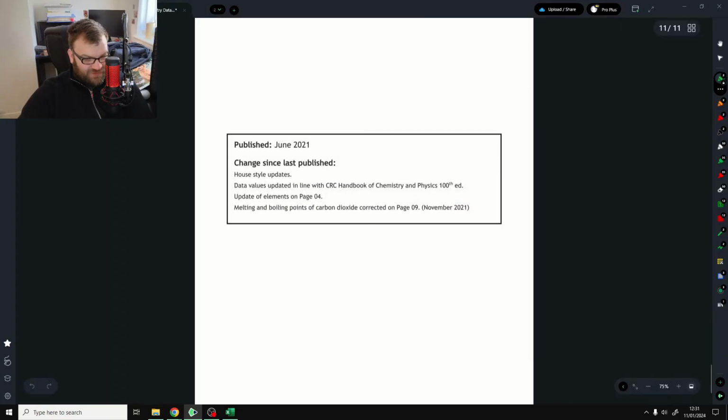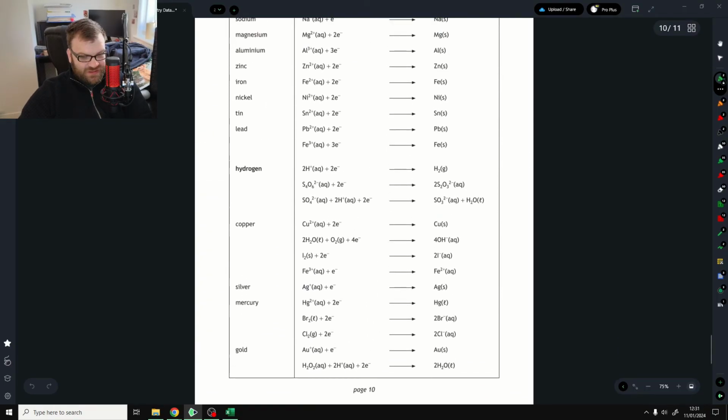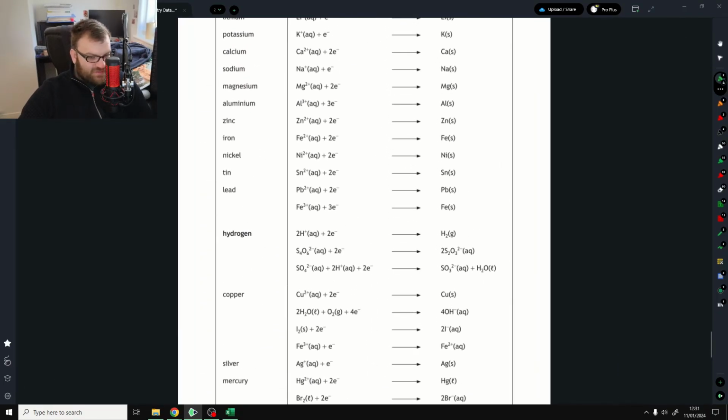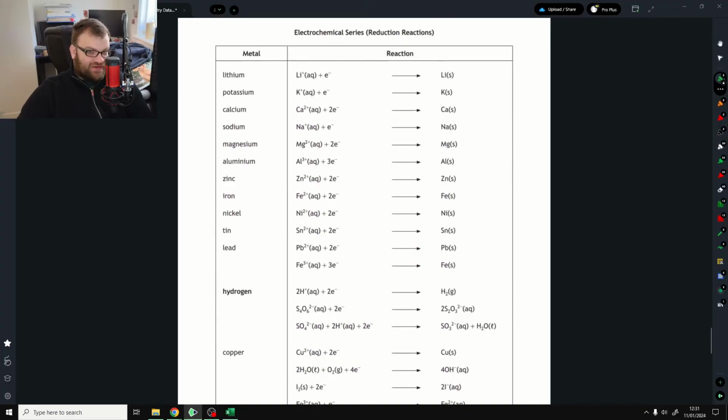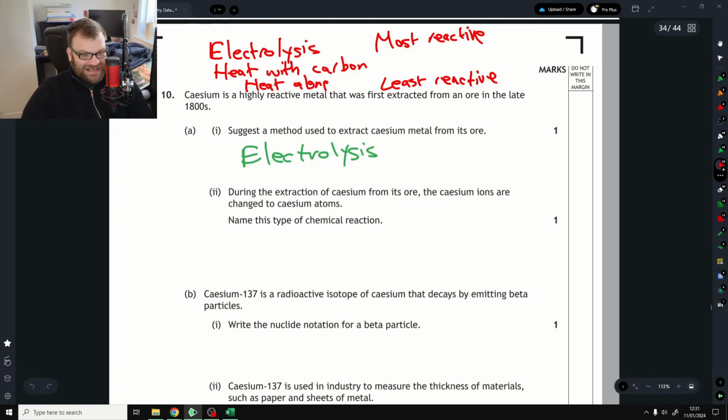We go to the data booklet to the electrochemical series. Cesium is not on this, but we can use any of the other metals in its place. We are going from ions to atoms, from the aqueous solution into a solid. To do that, we gain electrons. We can look at the top. They are describing the same change as all of these have. Therefore, our reaction has to be a reduction.